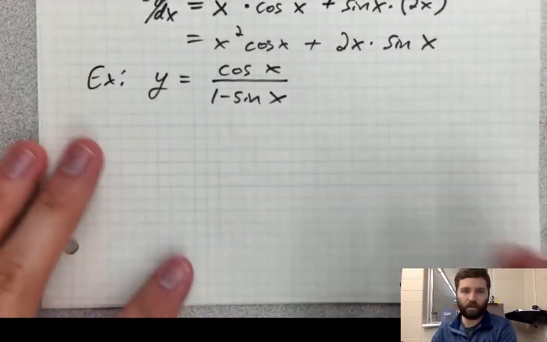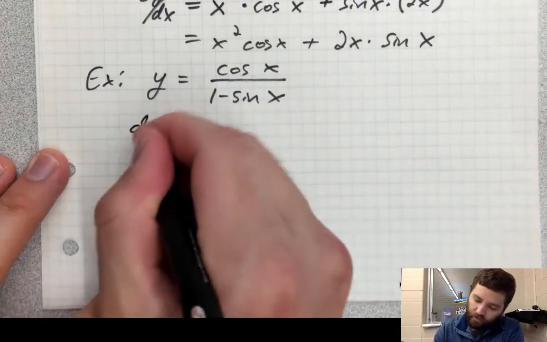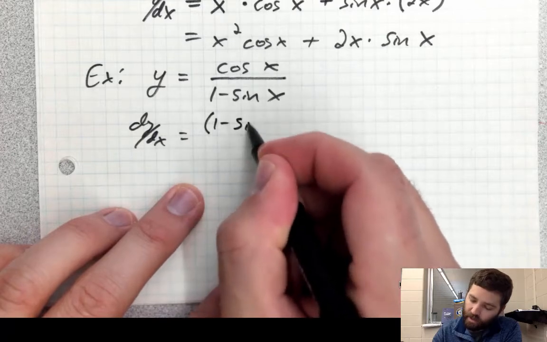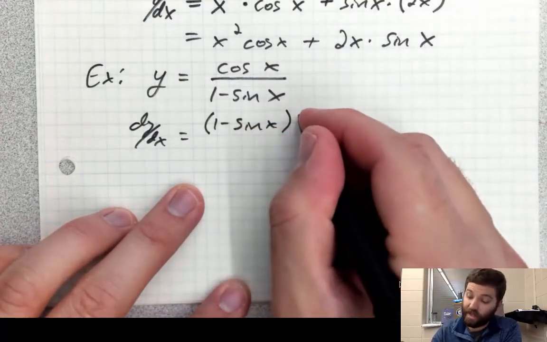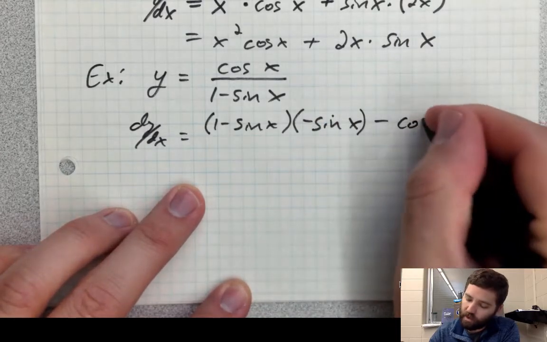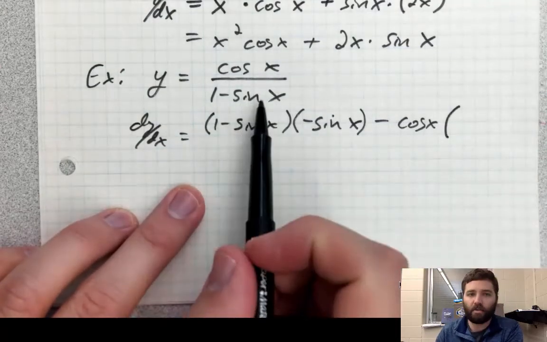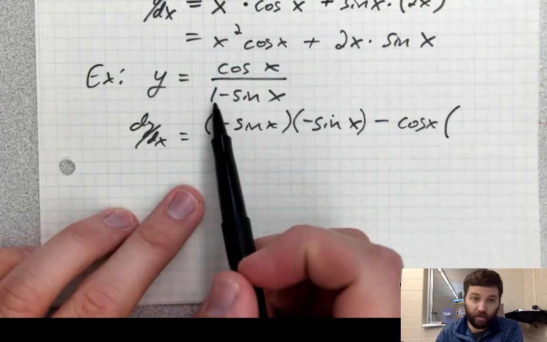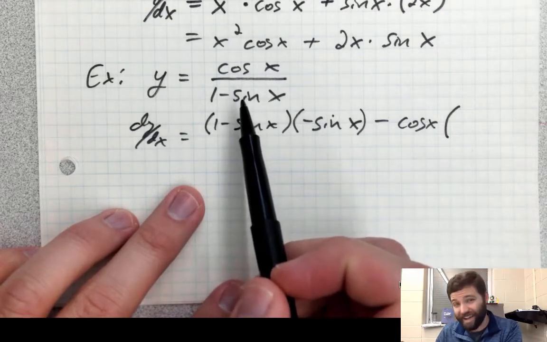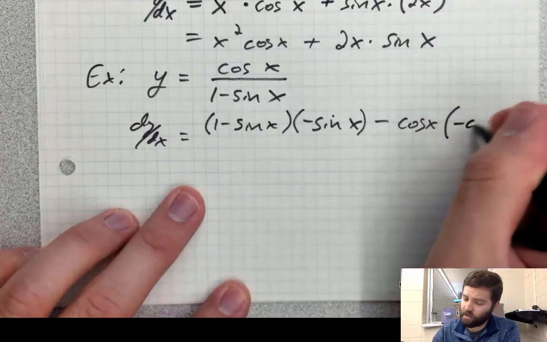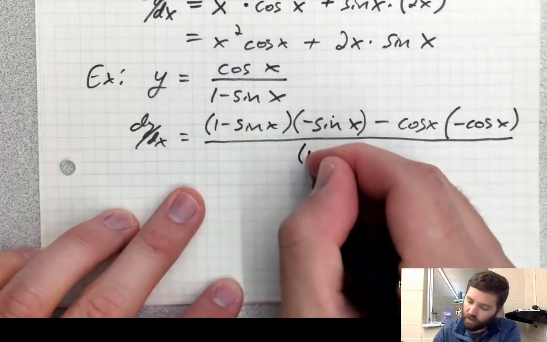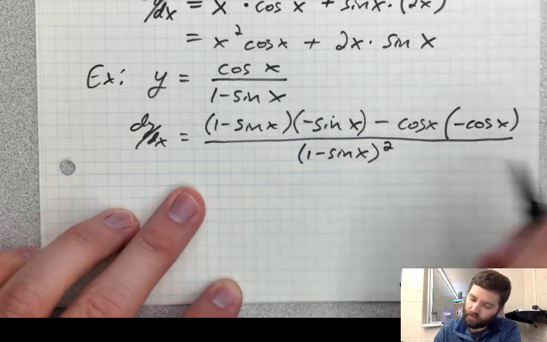Okay. Excuse me. So, quotient rule. Bottom times derivative of the top. So 1 minus sine times the derivative of the top. So that's negative sine. The derivative of cosine is negative sine. Minus the top, which is cosine of x, times the derivative of the bottom. The derivative of 1 minus sine. Well, the derivative of 1 is 0. Derivative of negative sine. Well, the derivative of sine is just cosine, so it'll just be negative cosine. This is all divided by the bottom squared. So 1 minus sine of x, squared.